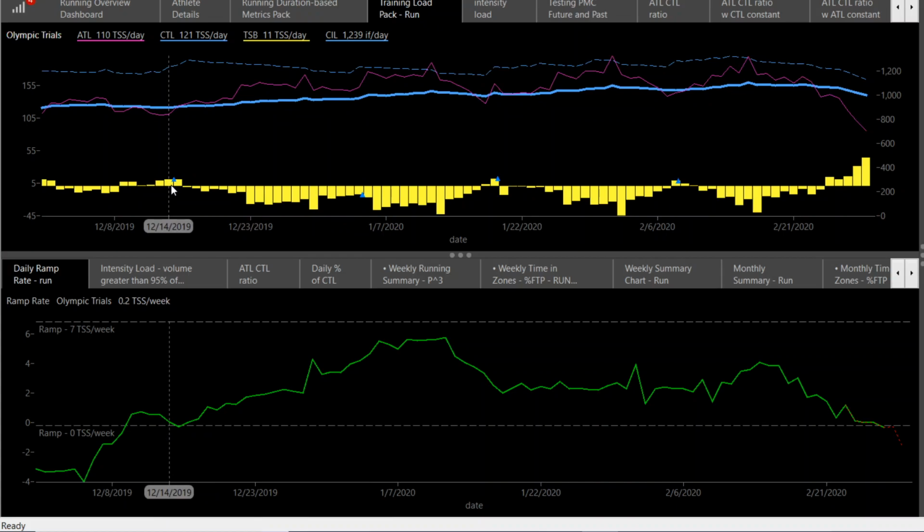Notice TSB +11 and ramp rate is +0.2, so that's a B-race taper. This is a B-race taper because we're still positive. We're still positive on the ramp rate, and this is a B-race taper, +9, still a positive ramp rate. But you can see that we've got something planned here. It's called the Olympic Trials, and we can see that we want an A-race taper, of course.